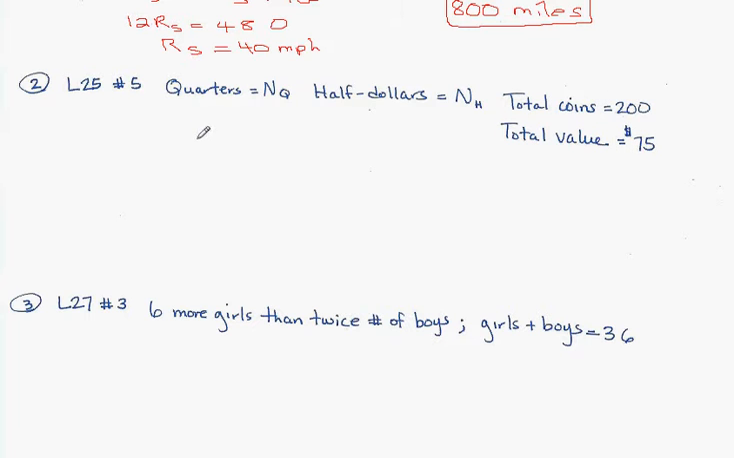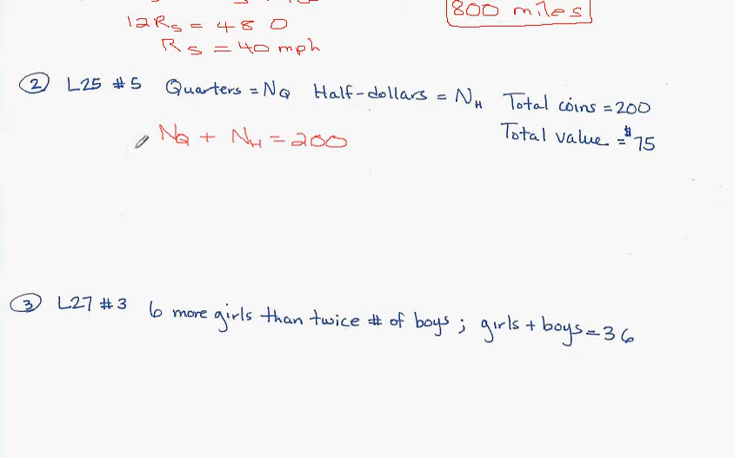Now, just remember, you need a number equation with just how many coins there are, and then you need a value equation. We always do our number one first. We have some quarters, n sub q, and we have some half dollars, n sub h. And the total number of coins is 200. If I just counted the coins on the table, there would be 200.